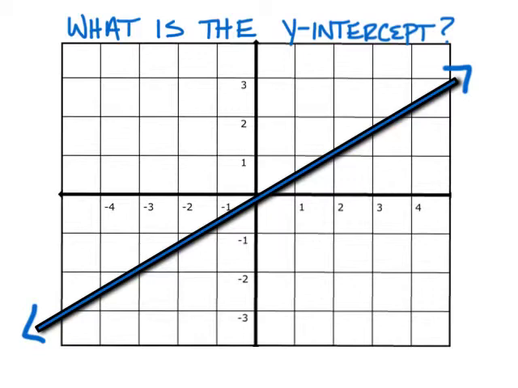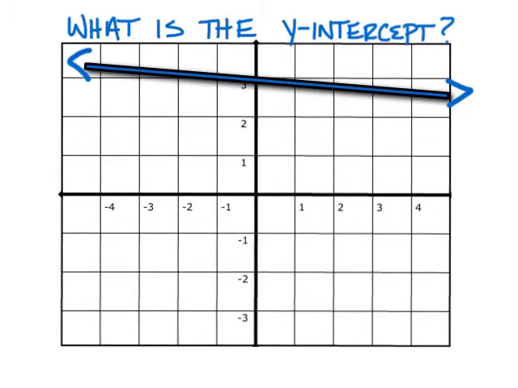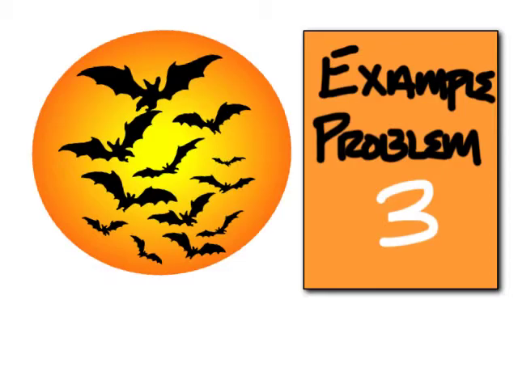What is the y-intercept of this line? The y-intercept on this is 0. What is the y-intercept on this line? Walk through here and show me. This passes through the y-intercept at 3.